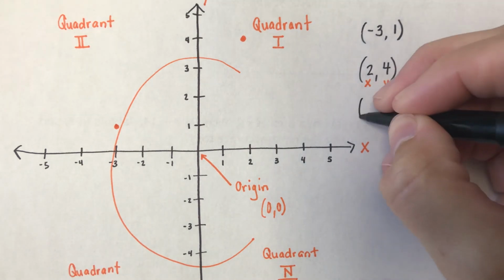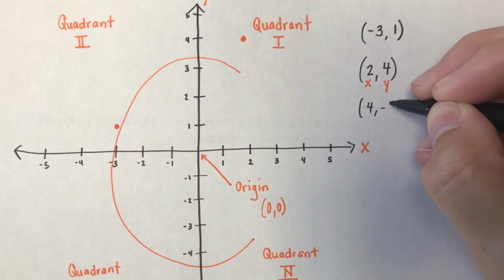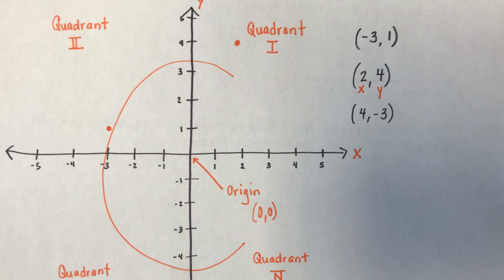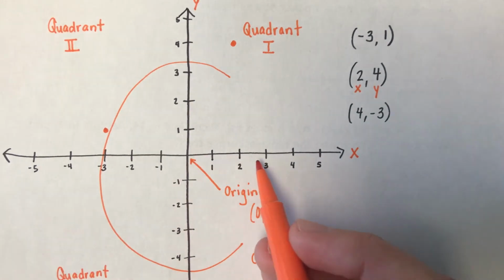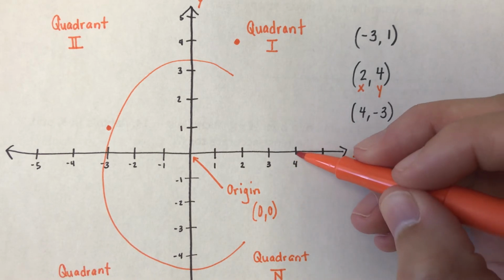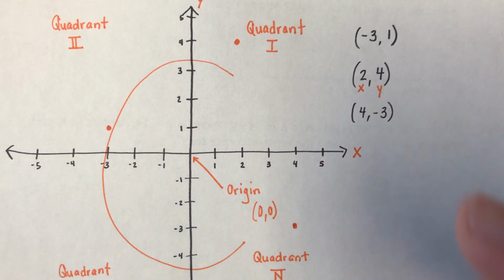Let's go with (4, -3). Okay, (4, -3). So remember, I go over 4, and I'm going to the right because it's positive. So over 4, and then my second number is negative, so that tells me I need to go down. So I go down 3 and plot my point.